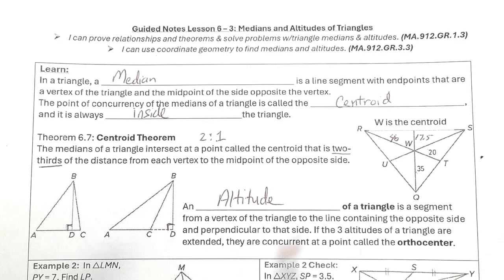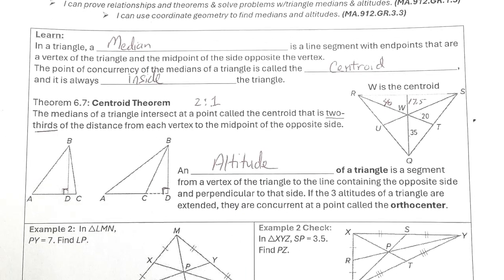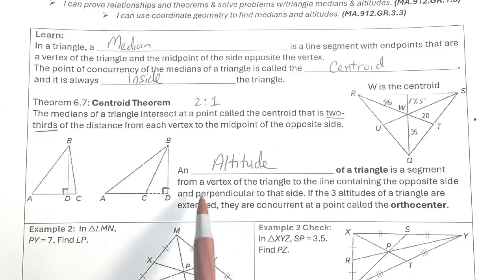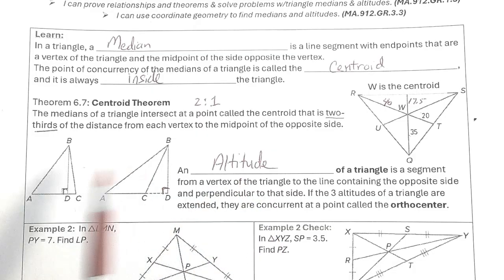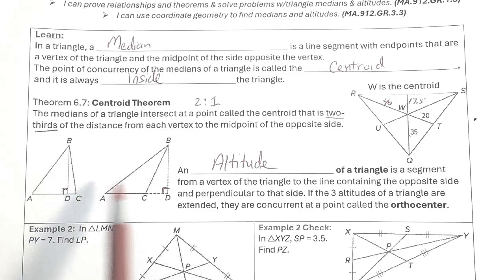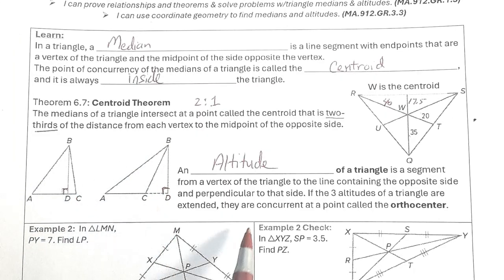So, an altitude of a triangle is a segment from the vertex of the triangle to a line containing the opposite side and perpendicular to that side. So, see here, it's a straight line. And then over here, we have a dotted line because it's outside the triangle. Yeah, I guess that's why it said inside up there.